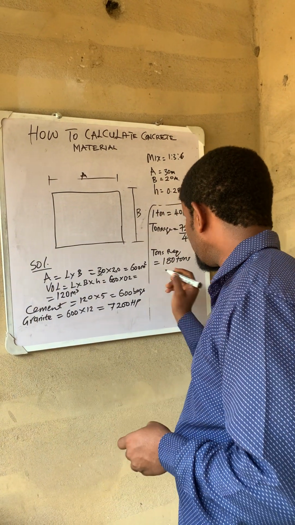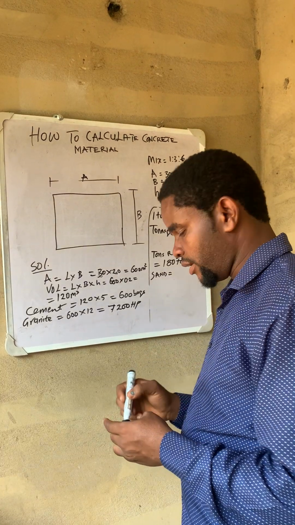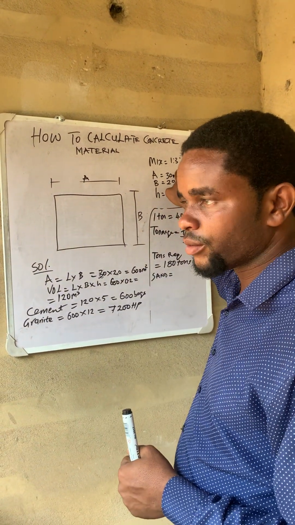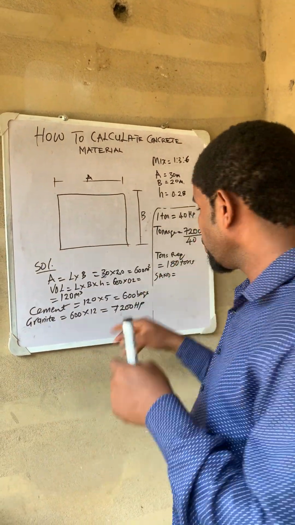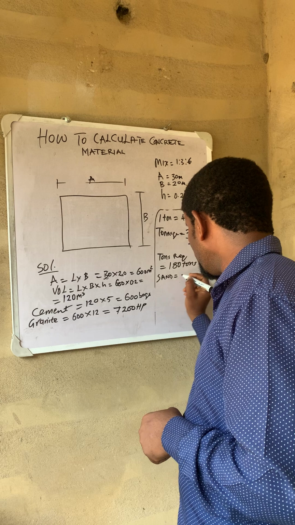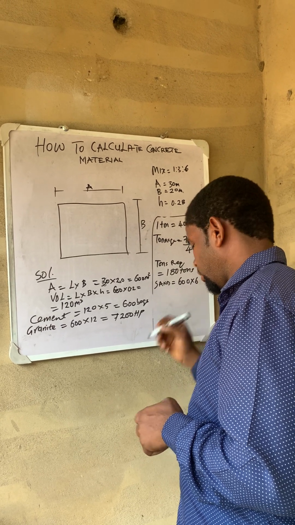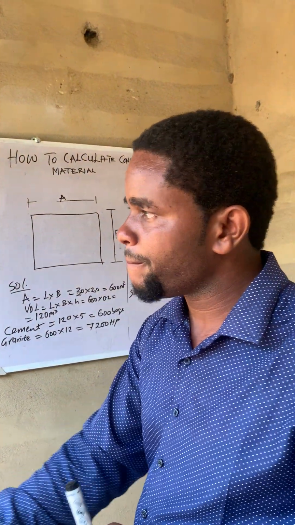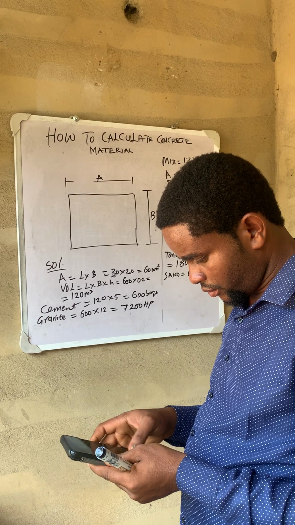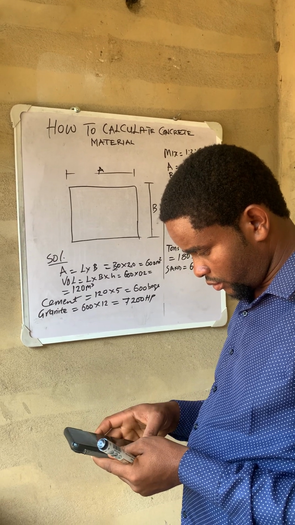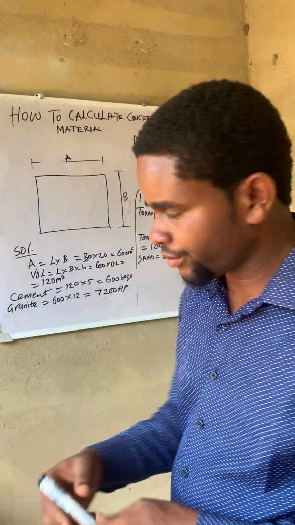So now let's look at sand. Sand is 6 head pan. Remember, this is 136. So 1 bag is into 6 head pan. So we have 600 bags multiplied by 6. That will give us 3,600. But let me use my phone. Yes, 3,600.